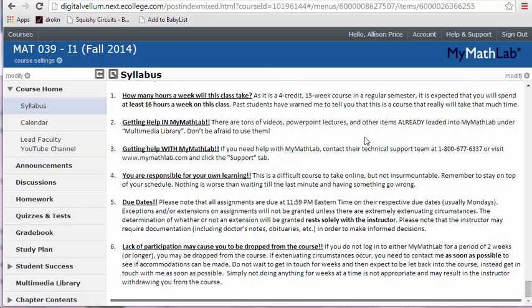I will let you read through the rest of the items on your own. If you have any questions about the syllabus, please let me know.